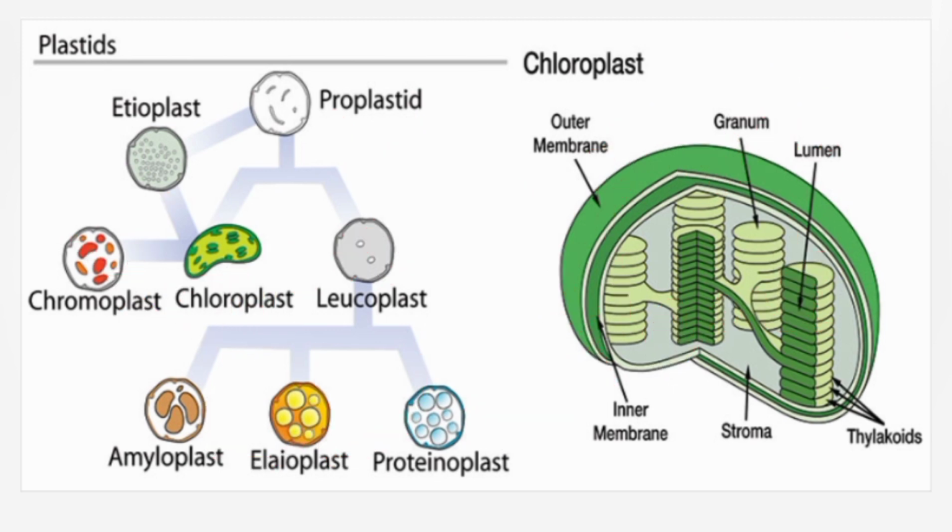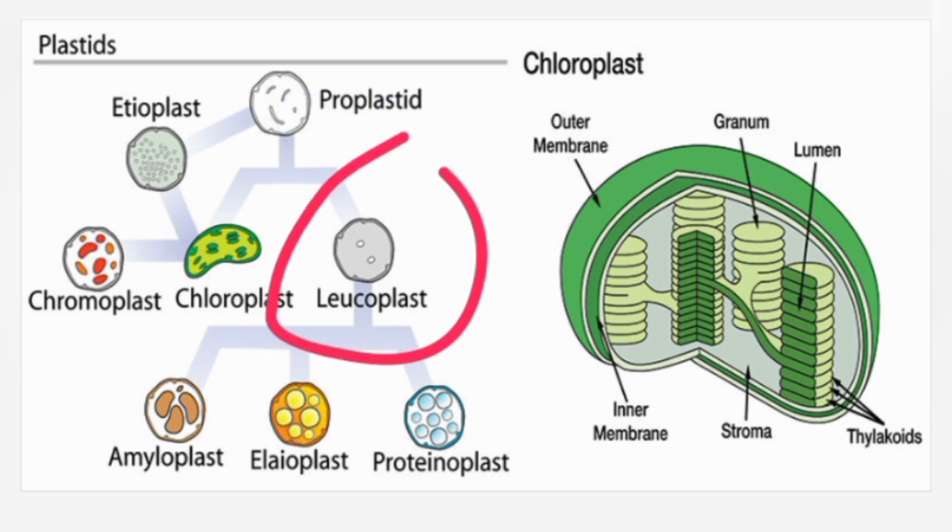Now coming to the last type, and that is the leukoplast. The word leukoplast is also derived from a Greek word. Leukos means white and plasto means formed. So these are the colorless plastids most probably. They have no pigments and are named on the basis of the substances they store.